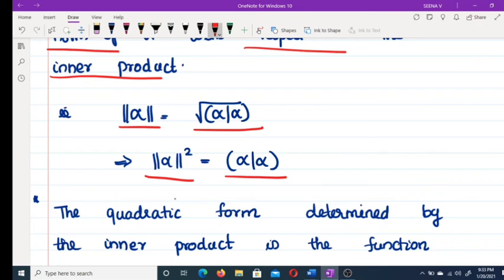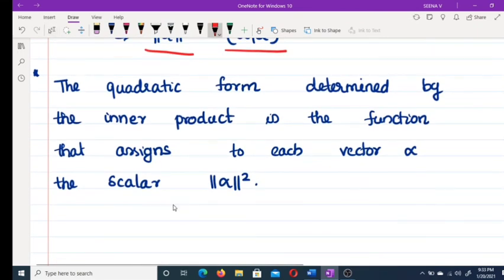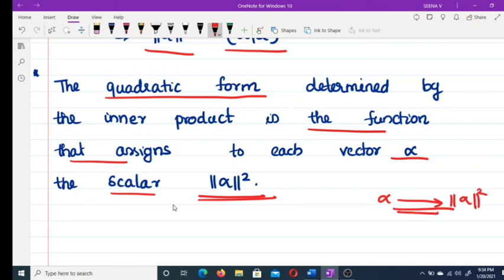Now the quadratic form determined by the inner product is the function that assigns to each vector alpha the scalar norm of alpha squared. So quadratic form is a function that assigns to each alpha a scalar, norm of alpha squared. Okay.